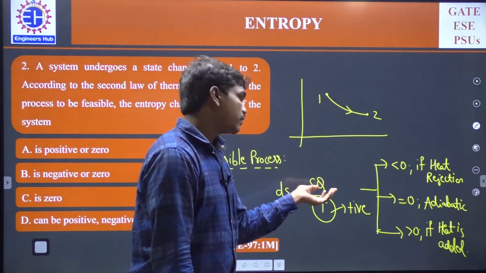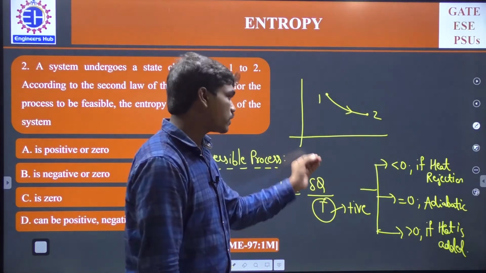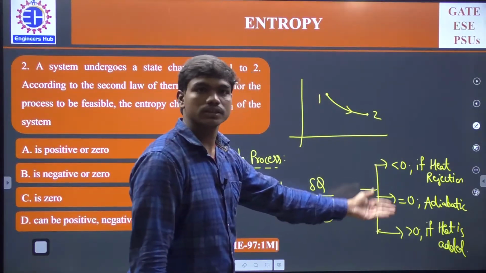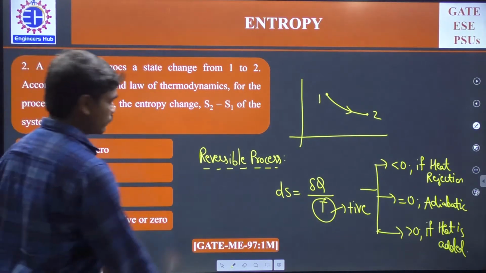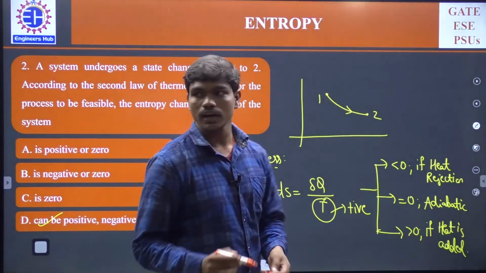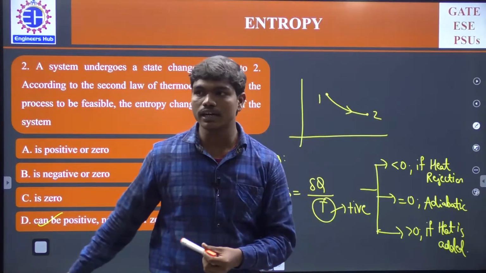Correct? So for a process, if it's executed from state 1 to state 2, any of these three things can happen. The answer can be either positive or 0 or negative, it doesn't matter. Okay, clear, understandable to all of you? Why can it be negative as well?